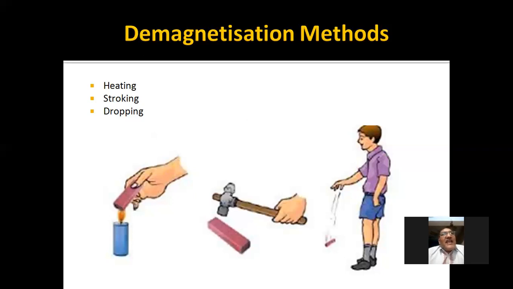Another way of demagnetizing is to take the magnet and drop it again and again on the ground. Pick it up and drop it on the ground. When you do it many times, after some time you will observe that the magnet has lost its magnetism. So these are the three demagnetization methods.